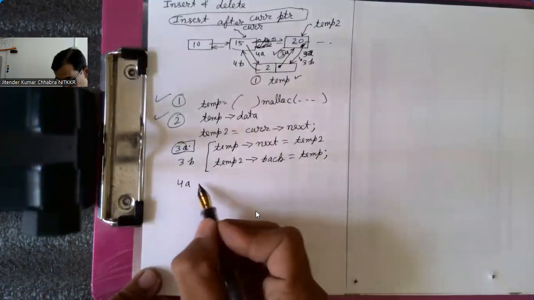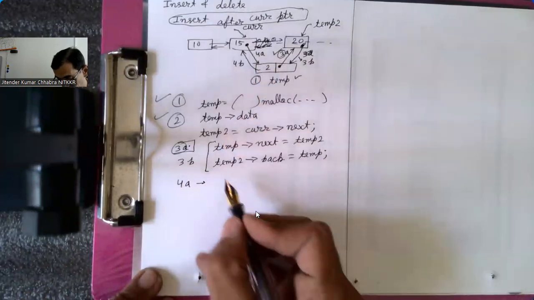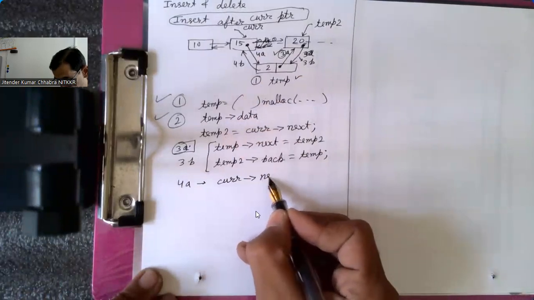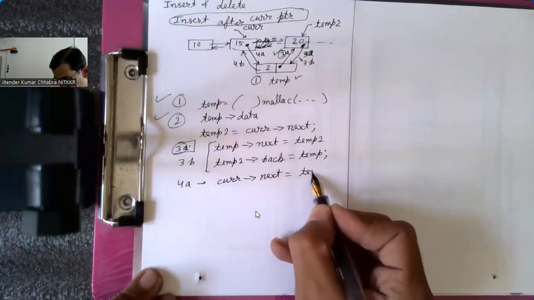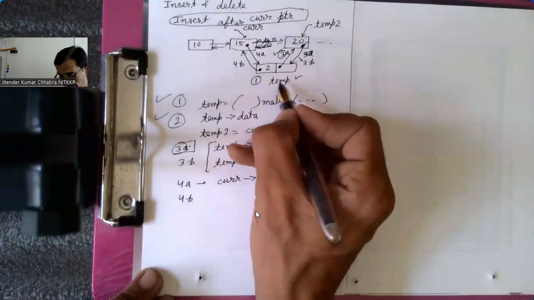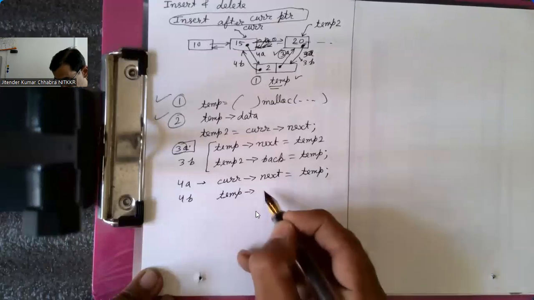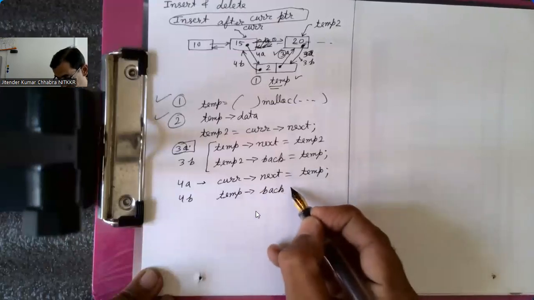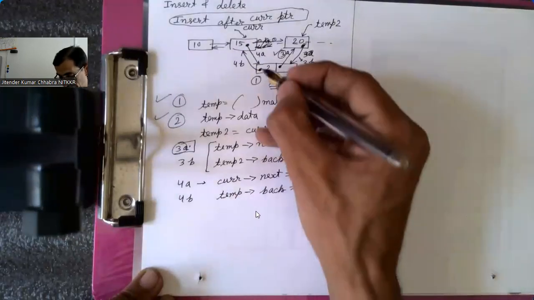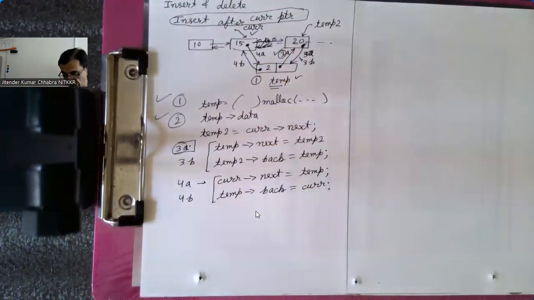Similarly, 4A. 4A was current's link or next to be updated. So earlier we have done current arrow next to be assigned equal to temp. Now I will have another statement, back also. Whose back? Temp's back. So temp's back to be updated, to be given a new address. What is the new address? Curr. Temp's arrow back to point to this. So this also becomes a pair and insertion is done.